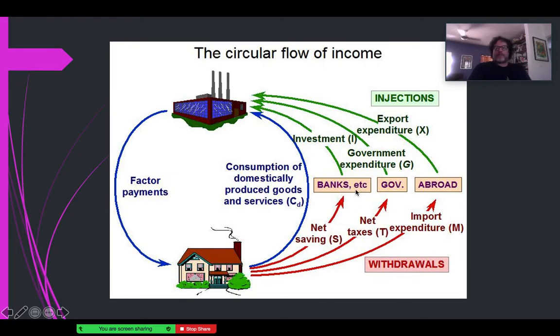Now, what happens to this money? What happens to the money I save? Well, I save money in the bank. What do banks do? They lend money to businesses. That's called investment.